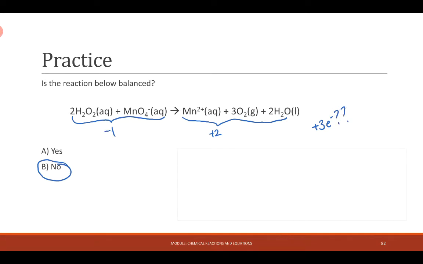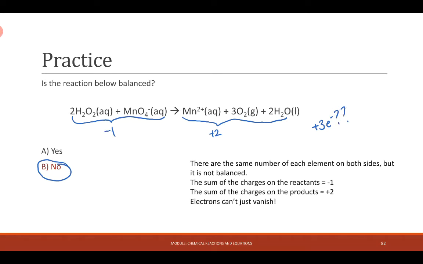And so we can't destroy electrons, and so this reaction's not balanced. We have to pay attention to the charges, not just the atom counts, to ensure our reaction is balanced.